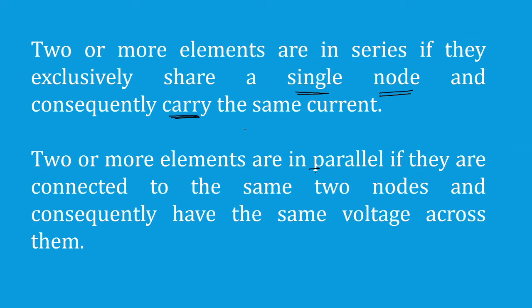In the next example, we'll try to understand this. 2 or more elements are in parallel if they are connected to the same two nodes, and consequently have the same voltage across them. So 2 elements are in series if they share a single node and the current flowing through them is the same. And elements are in parallel if they are connected to the same 2 nodes. Very important. They have to be connected to the same 2 nodes, and at the same time the voltage across them must be equal. That we will see.